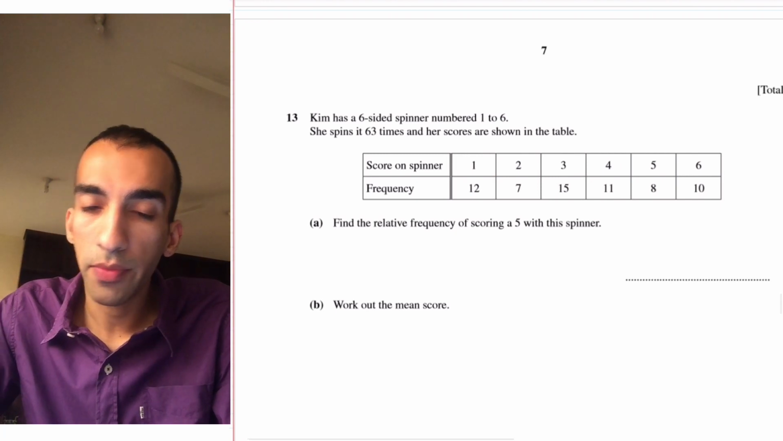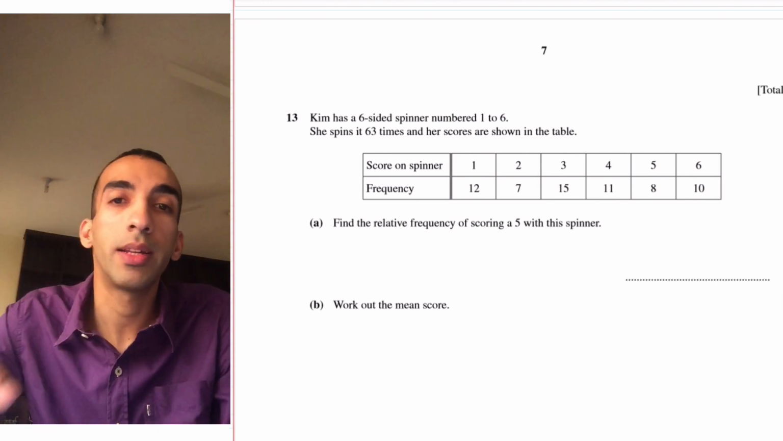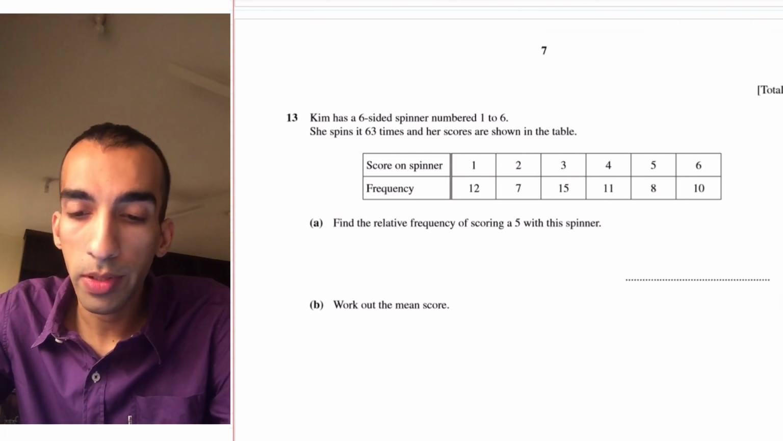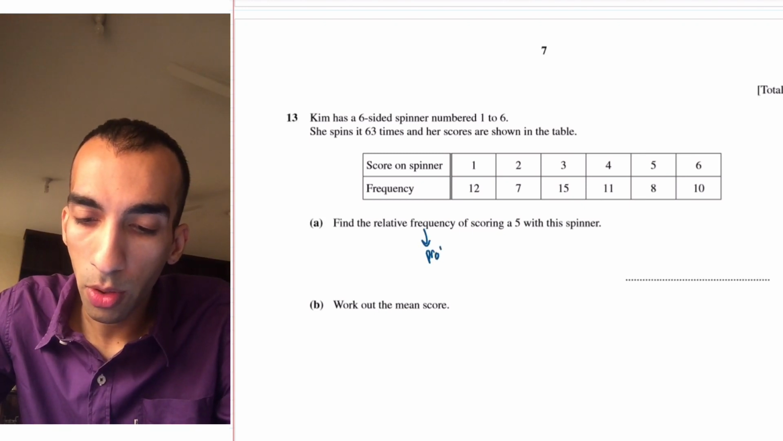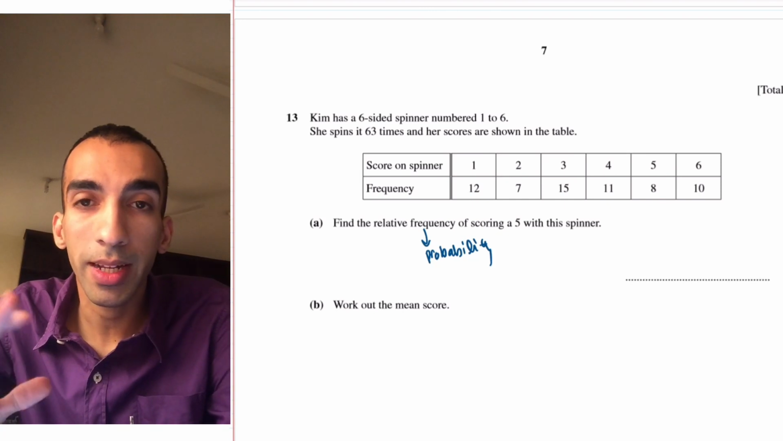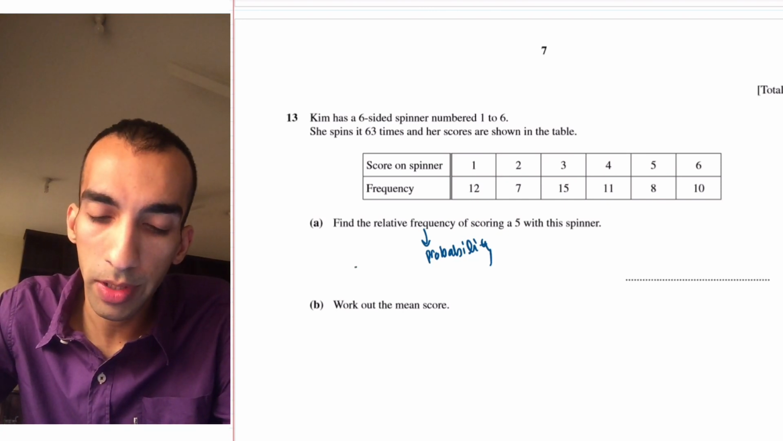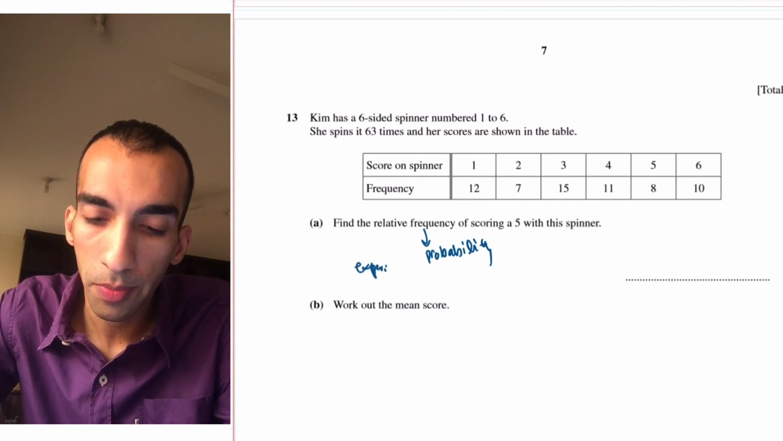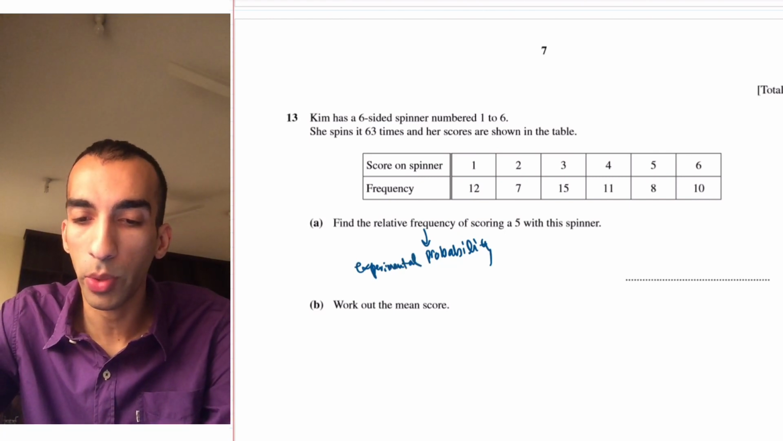Find the relative frequency. We've discussed this in the lessons that I've uploaded. Relative frequency is just another name for probability. And it is a certain type of probability. It's experimental probability, not theoretical. Theoretical is what you study in the book. Experimental is when you actually carry out the experiment. The two are quite different things.